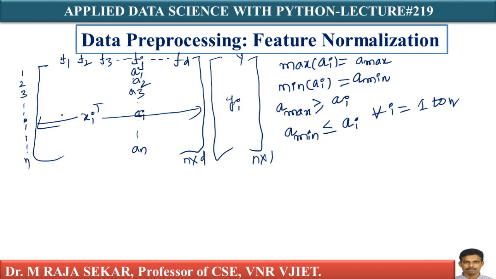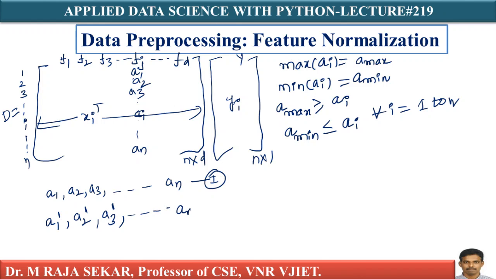Now let me transform this data, A1, A2, A3, An. I am transforming this one column of the data. Let me say this is data D, or otherwise X. I will transform it as follows. Originally I have points A1, A2, A3, and so on up to An. This will be transformed. Let me say this is number 1. A1 will be transformed into A1 dash, A2 into A2 dash, A3 into A3 dash, and An into An dash. Let me say this is the second equation.